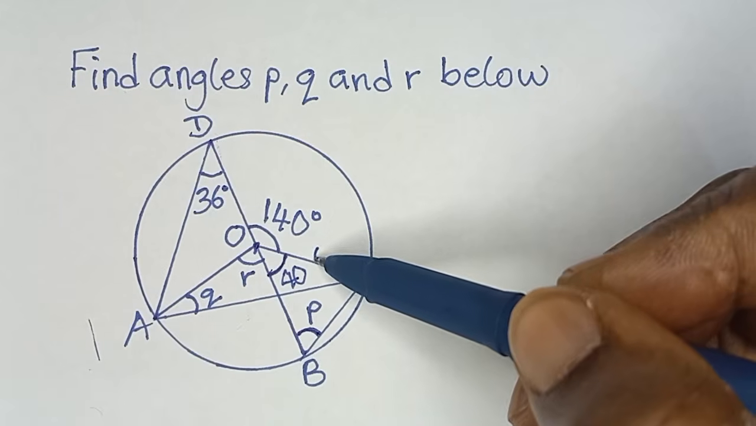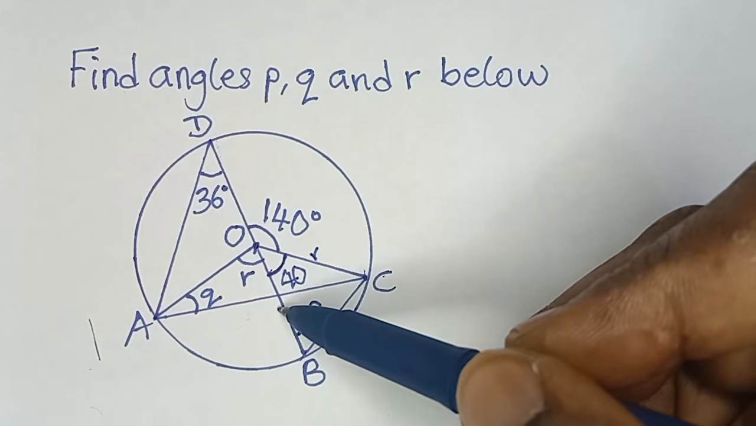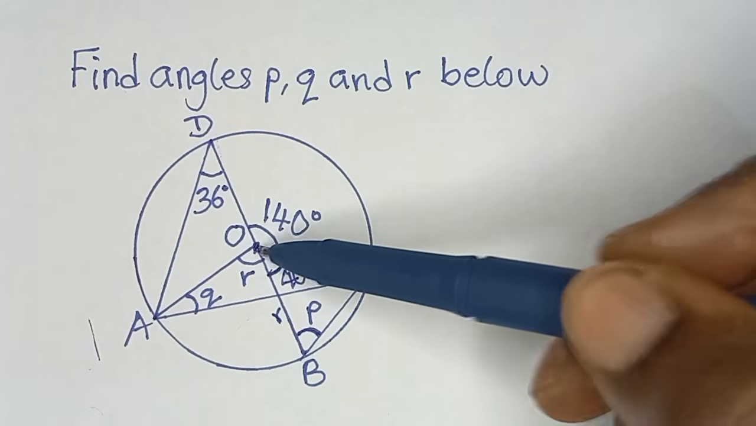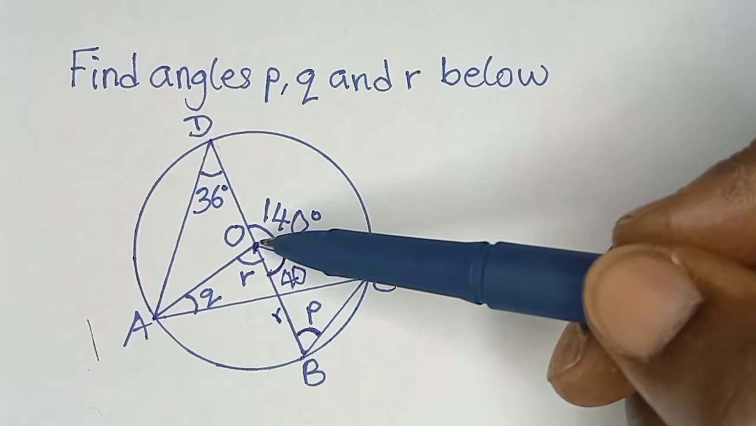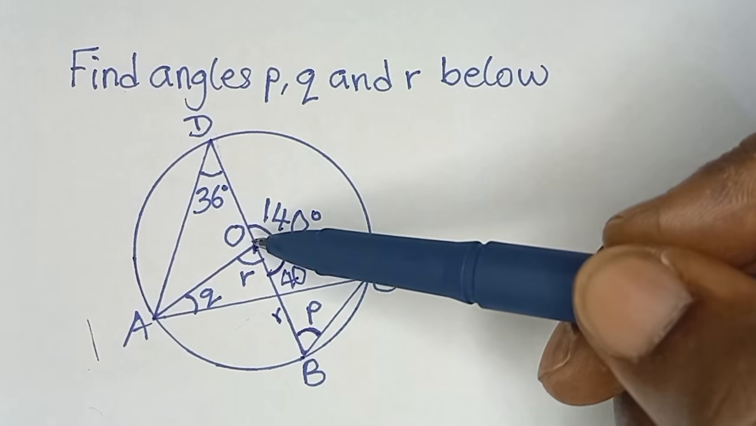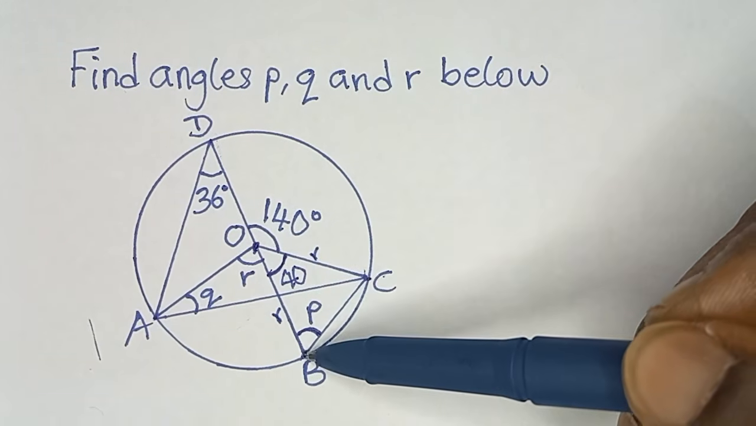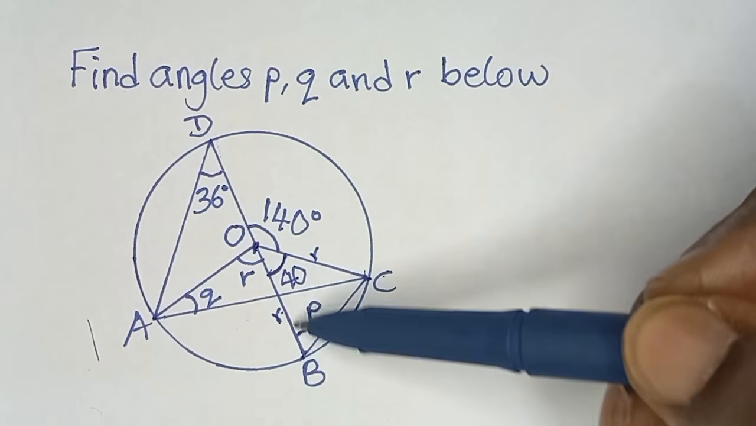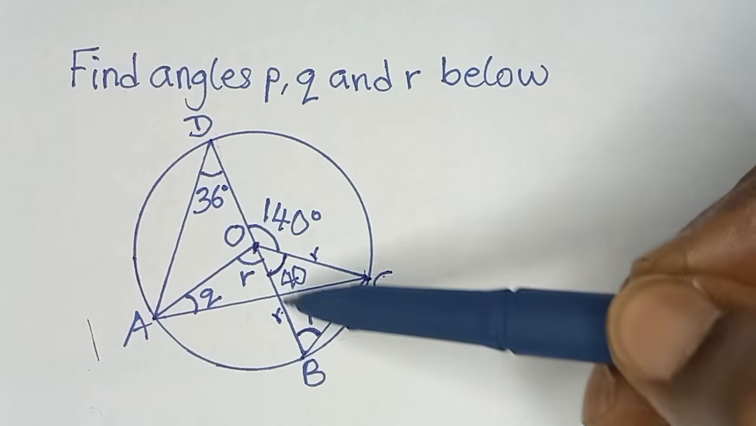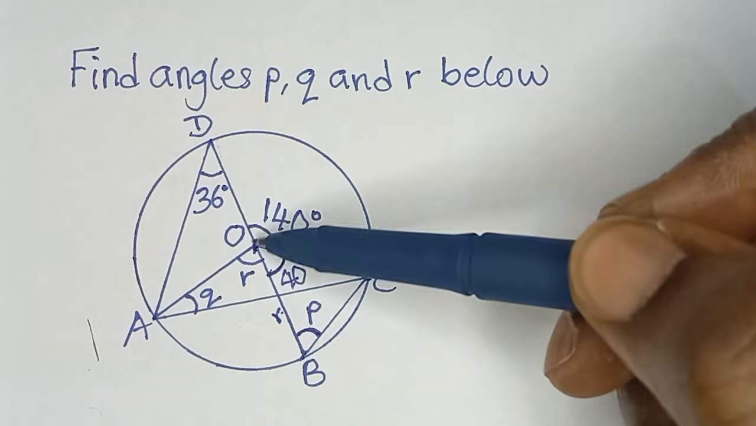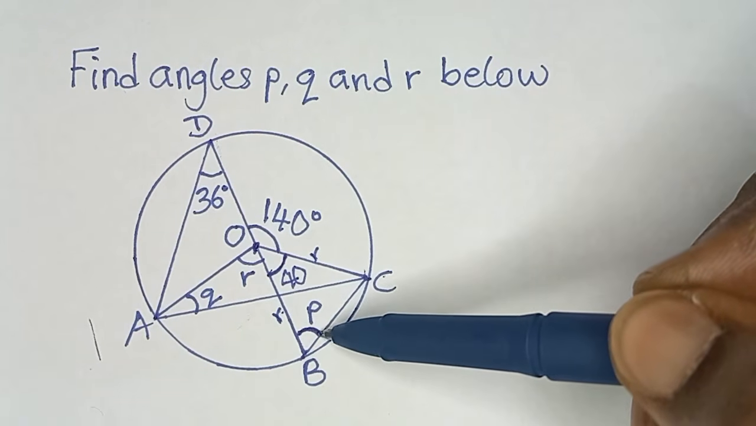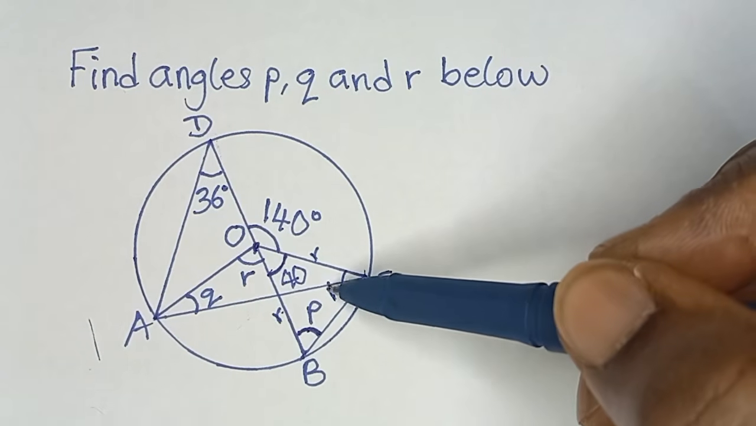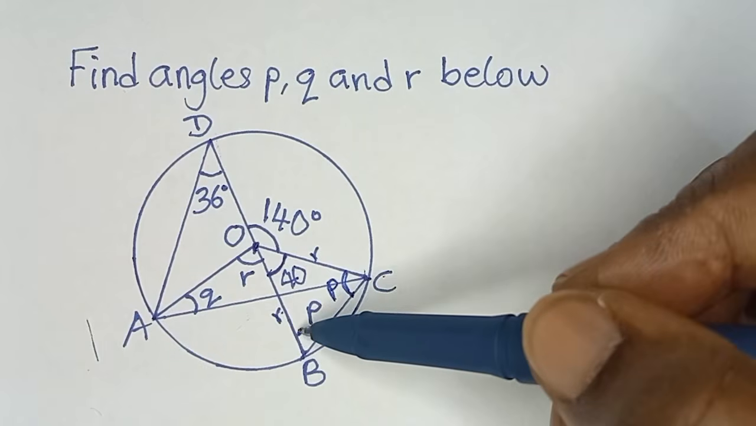And then this line is the radius of the circle, just as this line is the radius of the circle. Don't forget, from the center to the circumference is radius. Meaning that this line OC is equal to this line OB because they are both R, they are equal. So that tells us that this is an isosceles triangle, where two sides of the triangle are equal. And the base angles of an isosceles triangle are equal. So if this is P, then this angle is also P. The two base angles are equal.